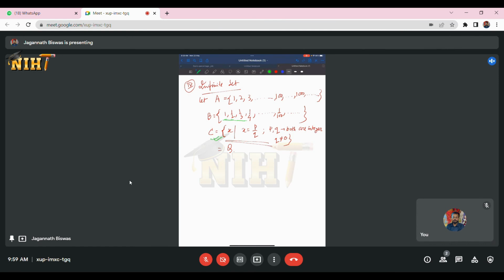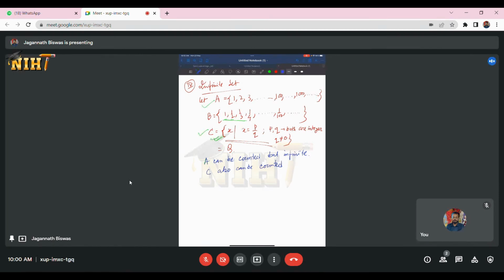Okay, so here A is an infinite set, C is also an infinite set, but what is the basic difference between A and C? A can be counted but infinite. C also can be counted. How? I will teach you later.